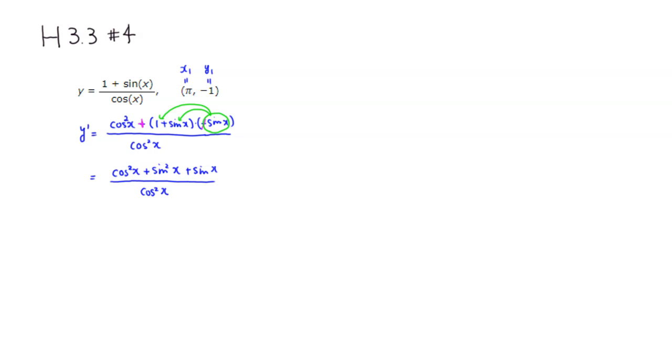As we know, cosine squared plus sine squared gives you 1. That's the most famous trig identity. So you have (1 plus sine of x) over cosine squared of x. If you want to find the slope m, all you have to do is look at y prime and plug in x1, which is pi in this case.